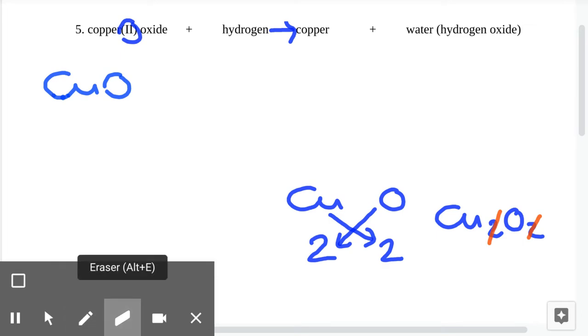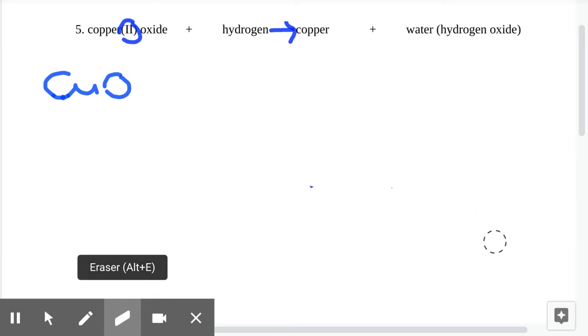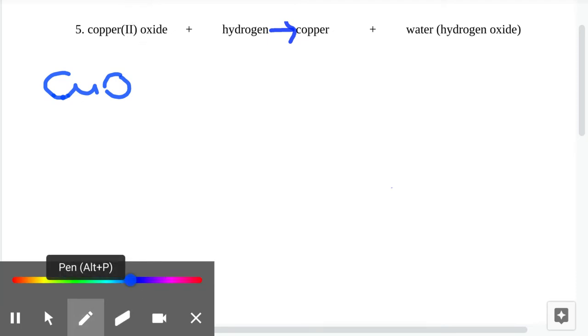Once we know that formula, we can then just leave it alone. We don't have to touch that one again. So next one along the line is hydrogen. Hydrogen is an element. It's on the periodic table of elements. So it has a symbol of H.